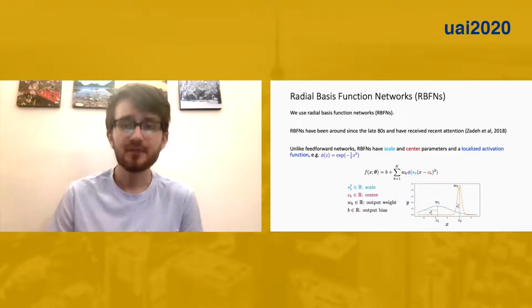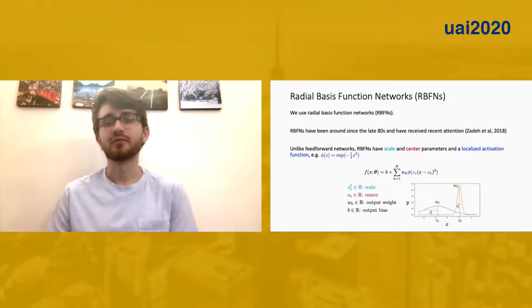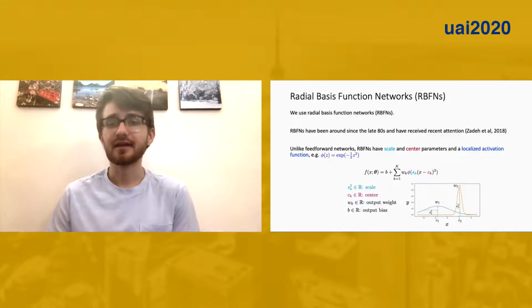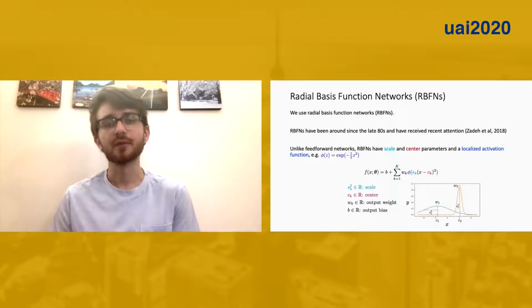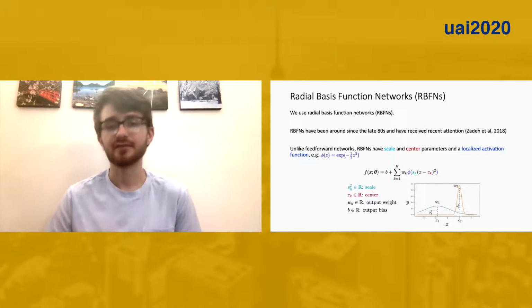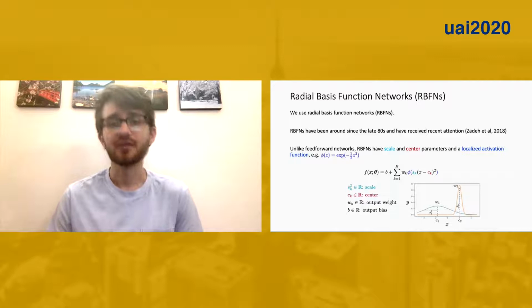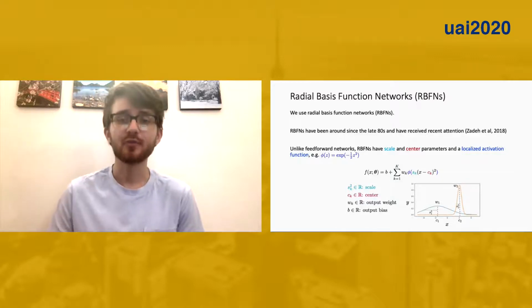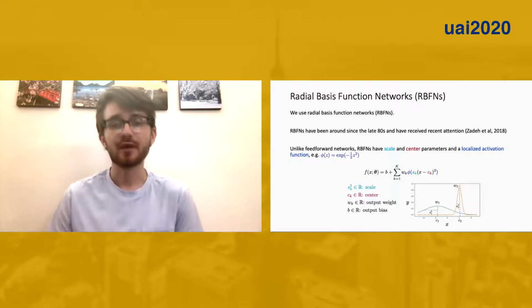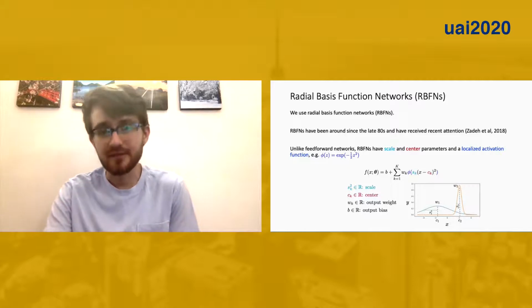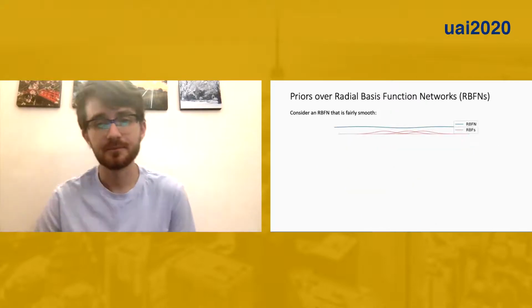To get these properties, we use radial basis function networks, which have been around for a while and have received some recent attention. Unlike feed-forward networks, RBFNs have scale and center parameters and use a localized activation function. The diagram here shows radial basis functions, which are Gaussians in this case, with the C parameters as the means and the S squared parameters as the precisions. The network output is the linear combination of these basis functions weighted by the W's.